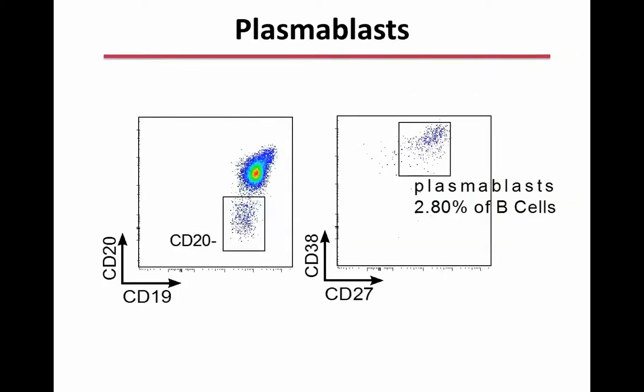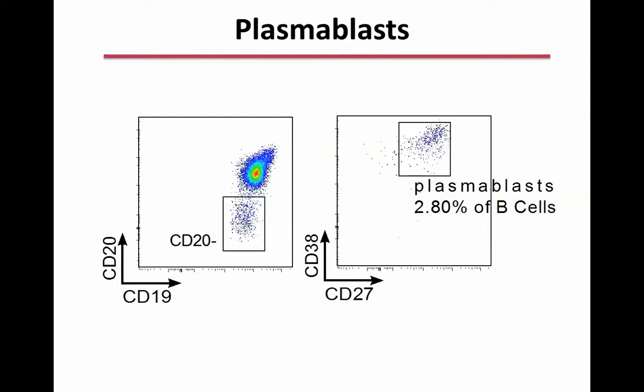When we stain the peripheral blood mononuclear cells, or PBMCs, of a human subject, and in this case we're gating on CD19 positive live cells, so live B cells, if we look at the CD20 negative B cell population, and gating on that look at CD38 and CD27 staining, you can see in this plot of an individual who was undergoing an active immune response that they have plasmablast presence that are CD38 high and CD27 positive.